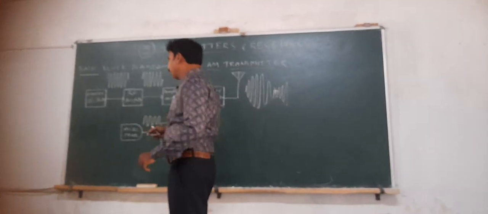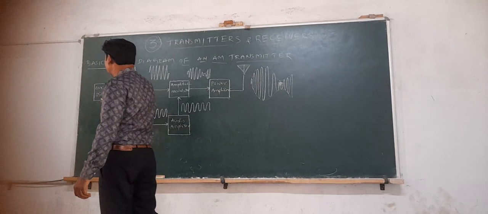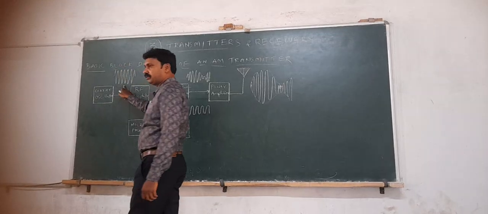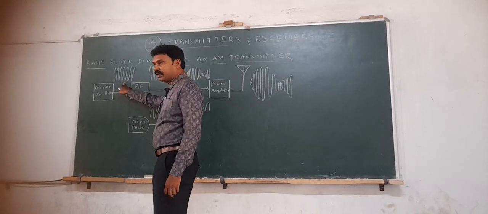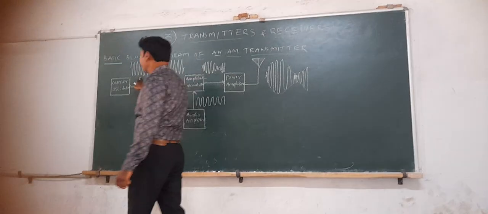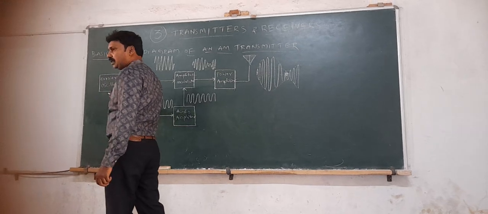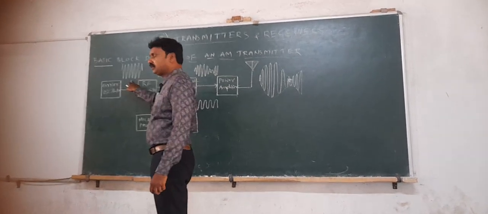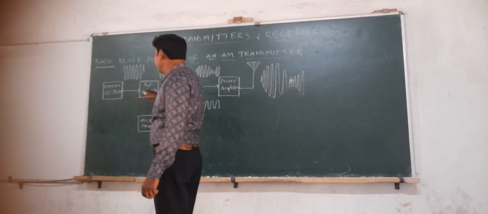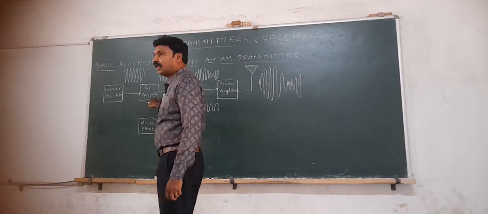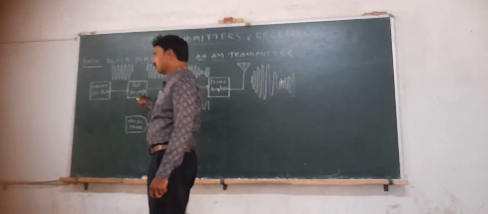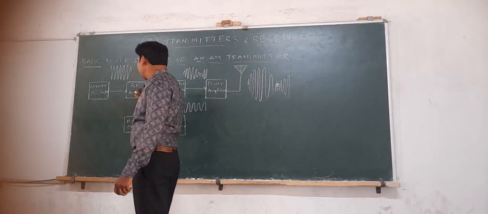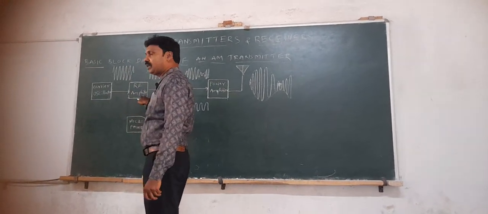First of all, the carrier oscillator produces the carrier wave. This is the carrier wave, produced by the carrier oscillator. This carrier wave is applied to the RF amplifier as an input. The output of the carrier oscillator is applied to the RF amplifier.